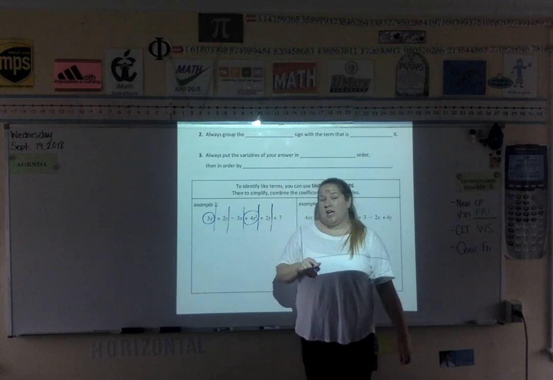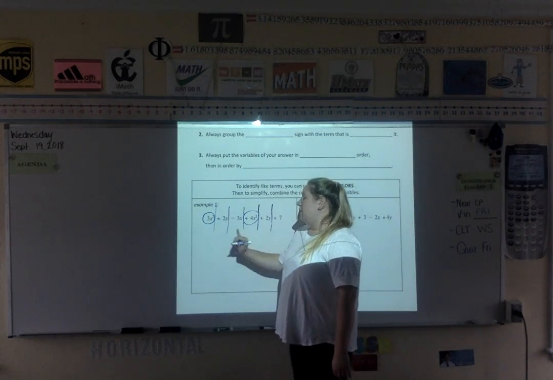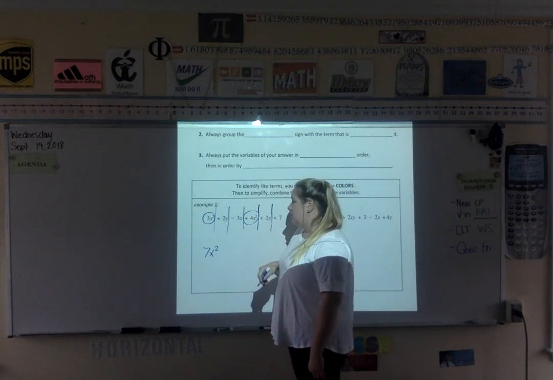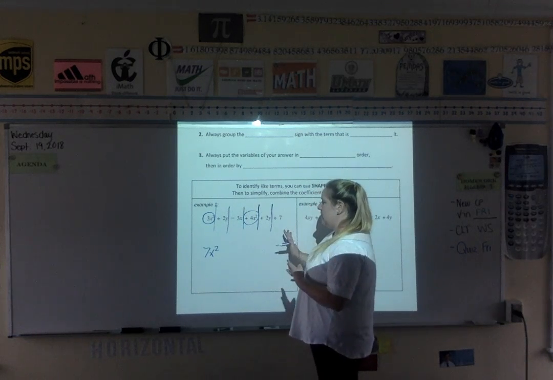Again, so I'm going to be using shapes. You can circle them. And I know that 4 plus 3 is going to be 7x squared. So again, highest exponent goes first. X comes before y, which we're going to get to.